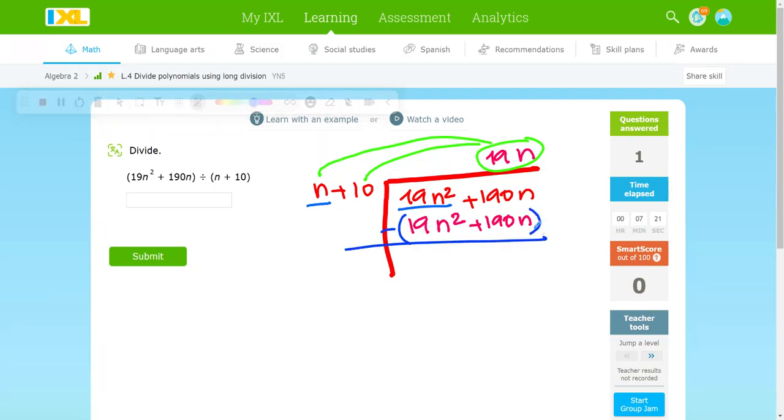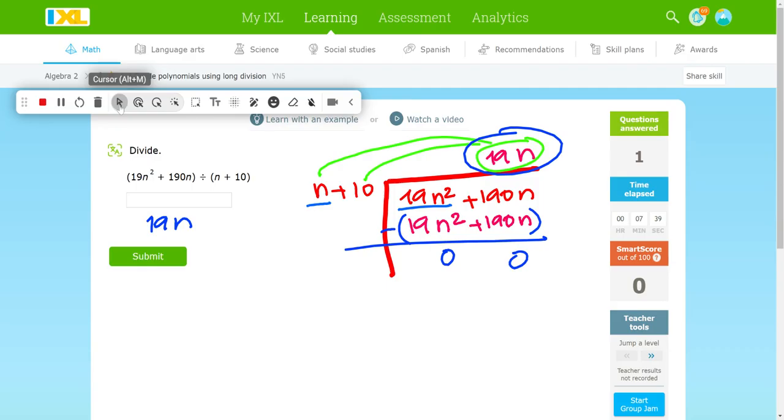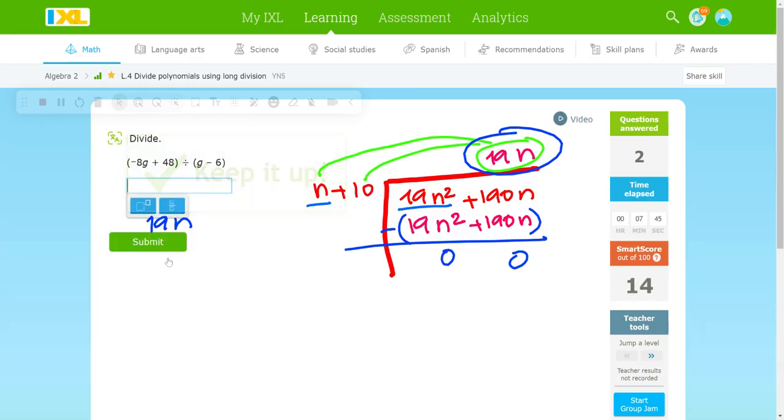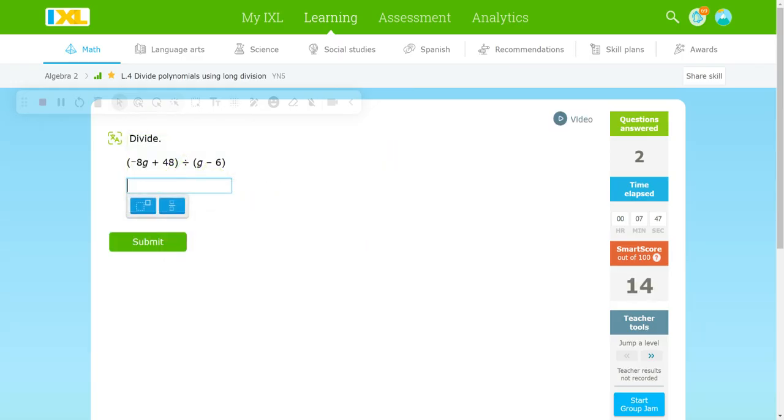So you can see 19n squared subtract 19n squared is 0. 190n subtract 190n is also 0. So the answer is 19n in this box. I go over here, I put 19n and then I submit. Voila. Okay, next I do the same thing.